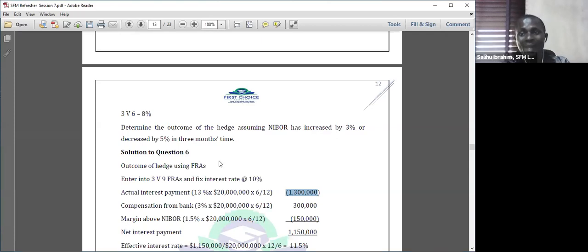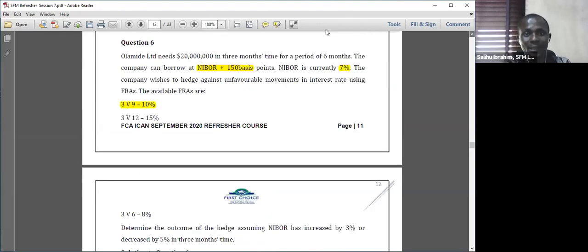Now, in addition to this, don't forget we have a margin above NIBOR. The margin is 150 basis points. I told you nobody will hedge this one for you, Abby, so you have to recognize that separately as your own liability. 150 basis points is the same thing as 1.5%. To convert basis points to percentage, simply divide the basis points by 100. So I have 1.5%.